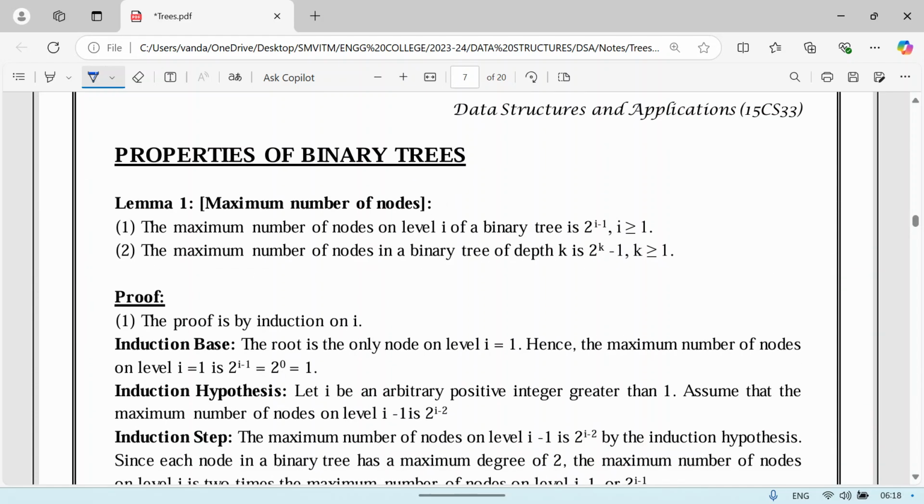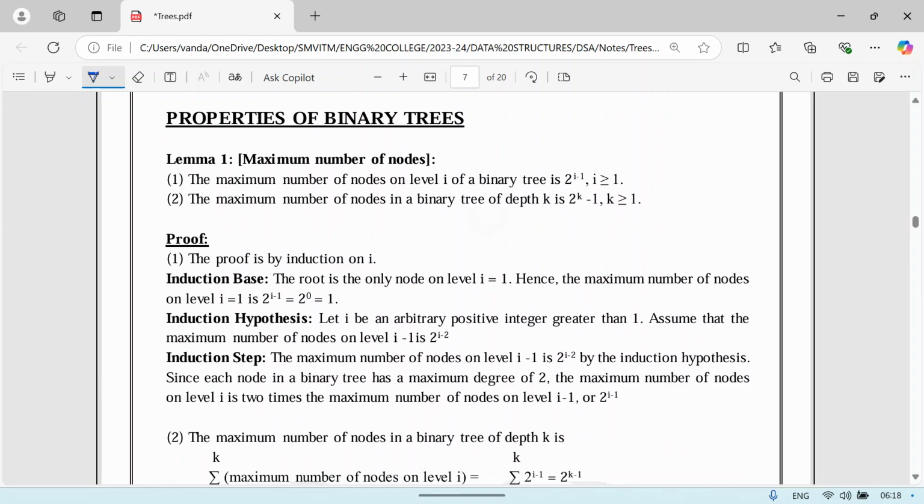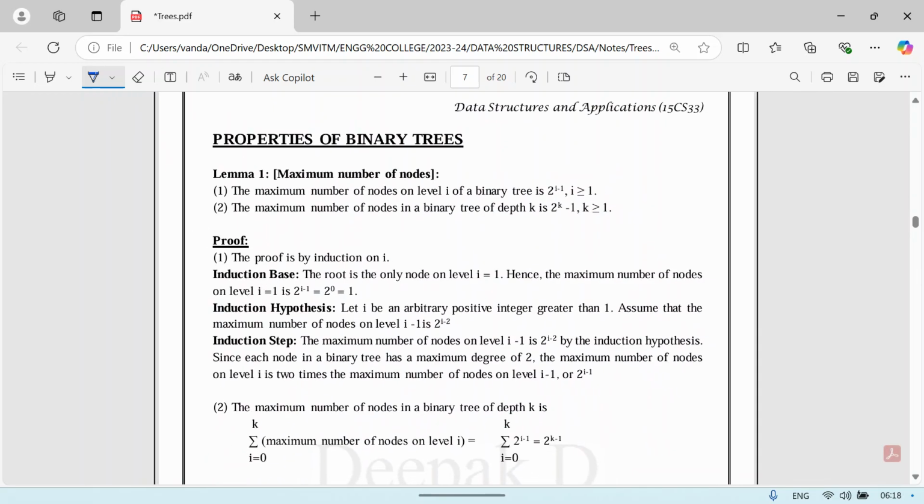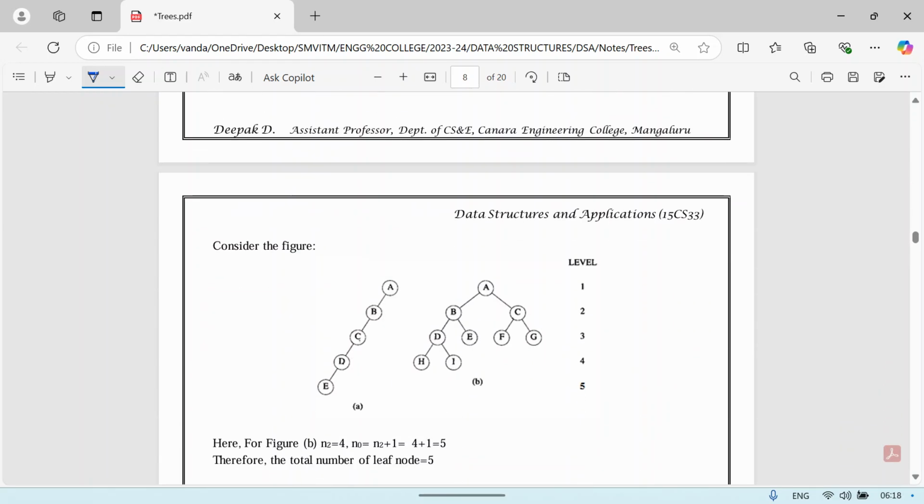This property is also there. I think you can study it on your own. There are two properties.